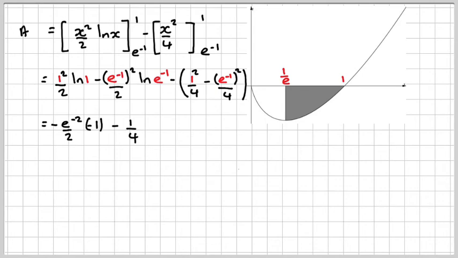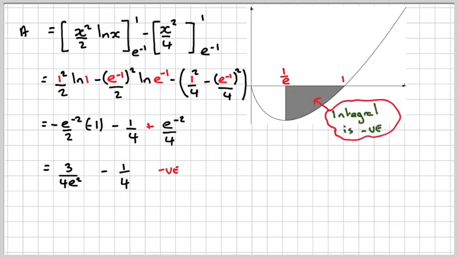minus a quarter, plus, because when you take that minus sign in, you get plus e to the minus 2 over 4. So this will be positives. So we're going to have one lot here, a half and a quarter, which will make 3 quarters of e to the minus 2, which is 3 over 4 e squared, minus a quarter. Now this is actually negative, because we would expect this area to be negative, but we're asked in the question to give the area, so we have to give the area as positive.